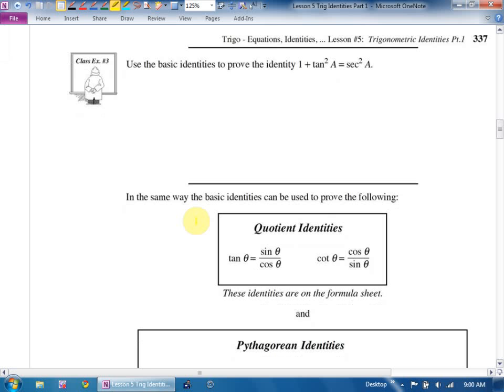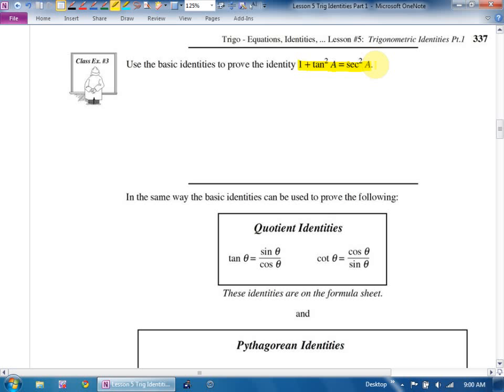It says, use the basic identities to prove that 1 plus tan squared equals secant squared. I'm not going to do that. We can use x and y and r to do it quite easily, but my concern is you're going to think, oh, that's how we're going to do identities. We don't use x, y, and r. So I'm going to highlight that, though, because I believe that's on the top of your formula sheet, is it not? Third one over or second one over on the top, yes?